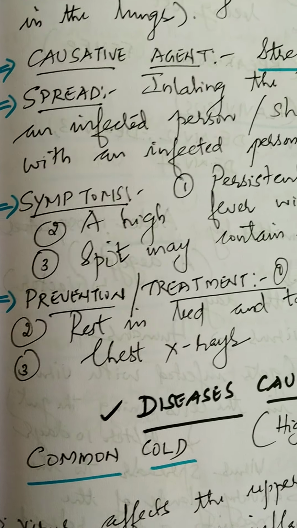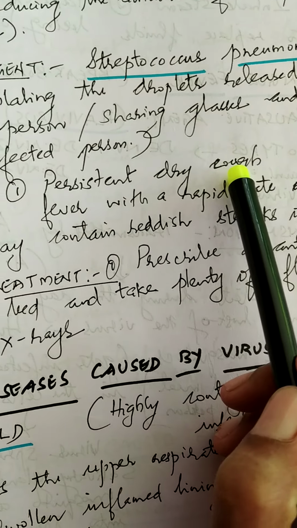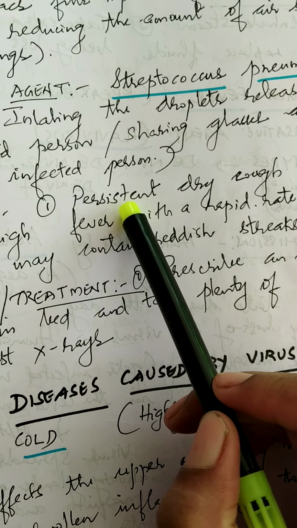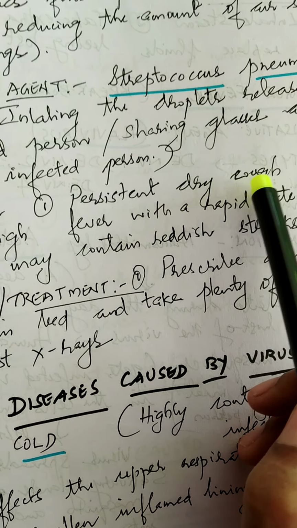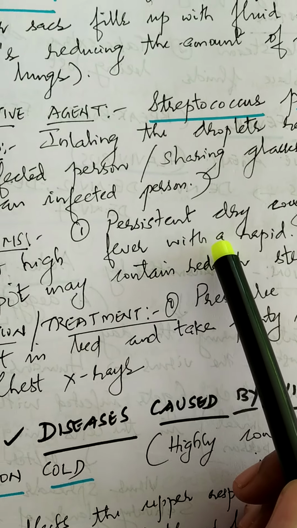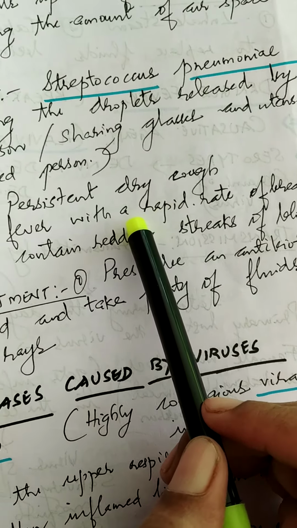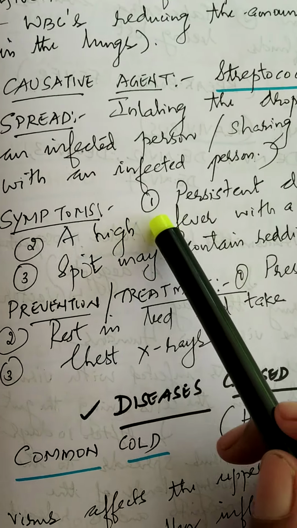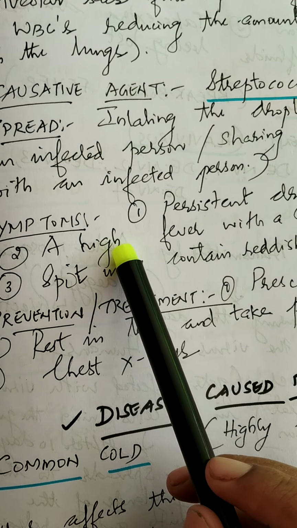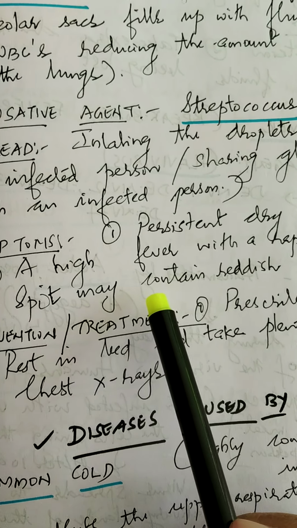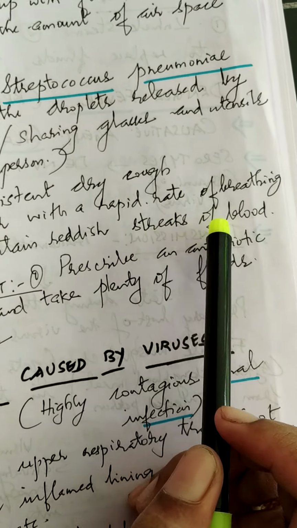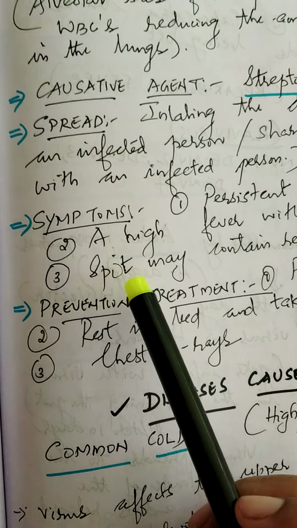Next, moving on to the symptoms. Symptoms include persistent dry cough because it affects the respiratory system. Coughing is one of the major symptoms of this particular disease. Then high fever associated with rapid rate of breathing. So the breathing rate is very fast in a person suffering from pneumonia, and it is also accompanied by high fever. And the spit of the person may contain small amounts of blood, that is reddish streaks of blood may be present along with the spit.